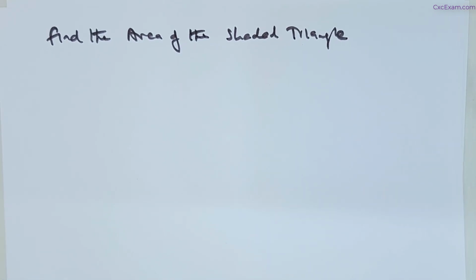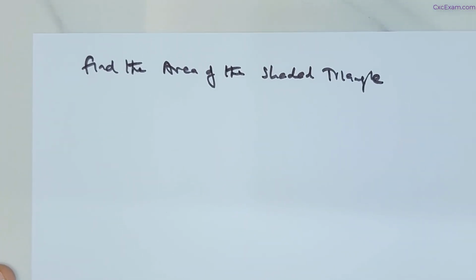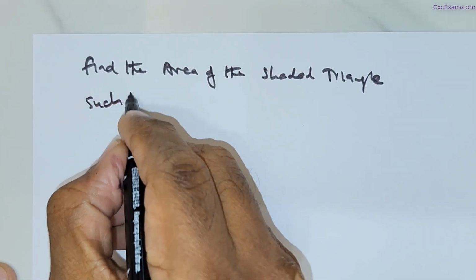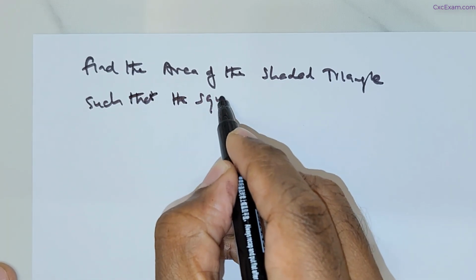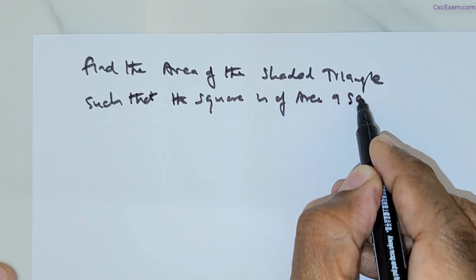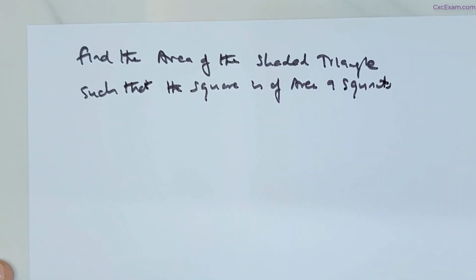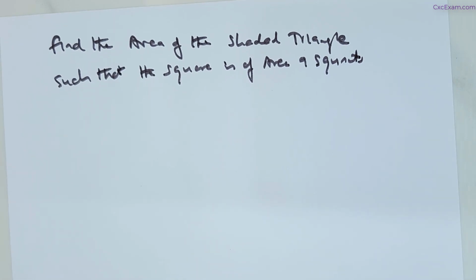Find the area of the shaded triangle such that the square is of area 9 square units. So let me draw the figure first.